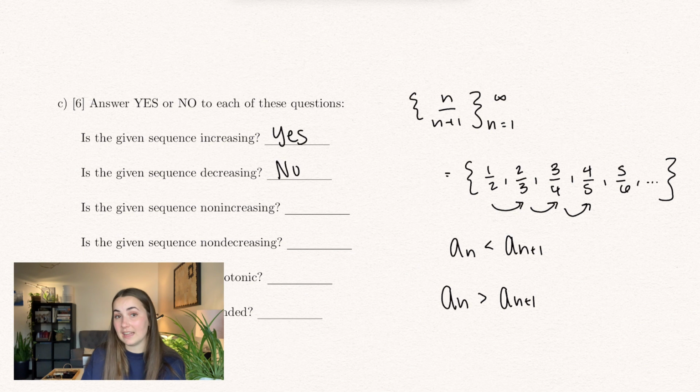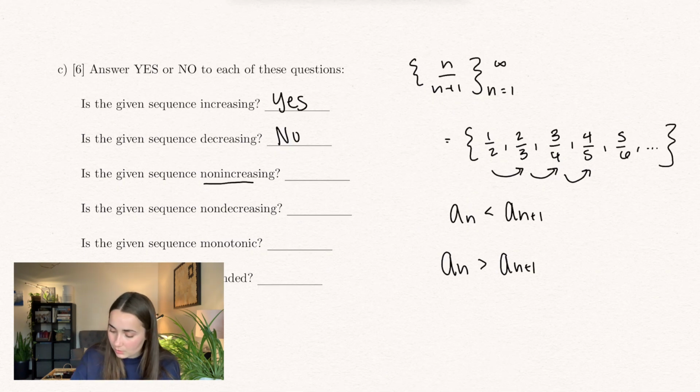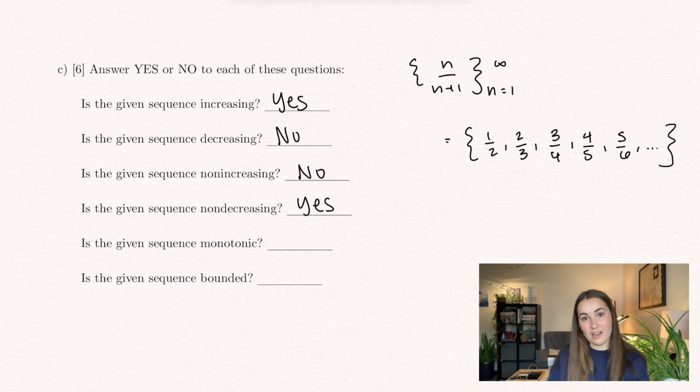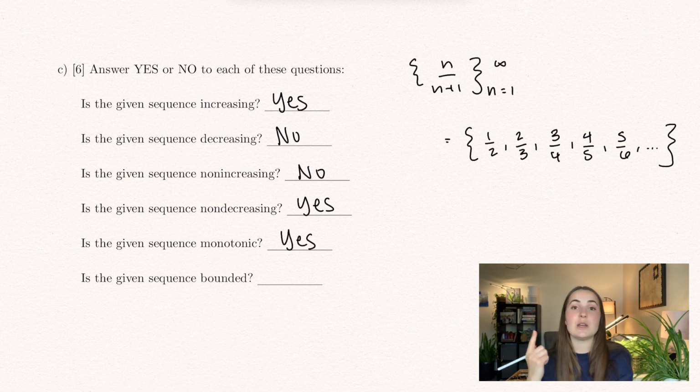Is it non-increasing? When we're working with non-increasing, that means each term is going to be greater than or equal to the next term. In this case, it's going to be no, right? But it will be non-decreasing. We have that each term is going to be less than or equal to the next term. So that's going to be a good yes. Is it monotonic? Well, it's non-decreasing, so yes. If it's non-decreasing or non-increasing, then it's going to be monotonic, right?